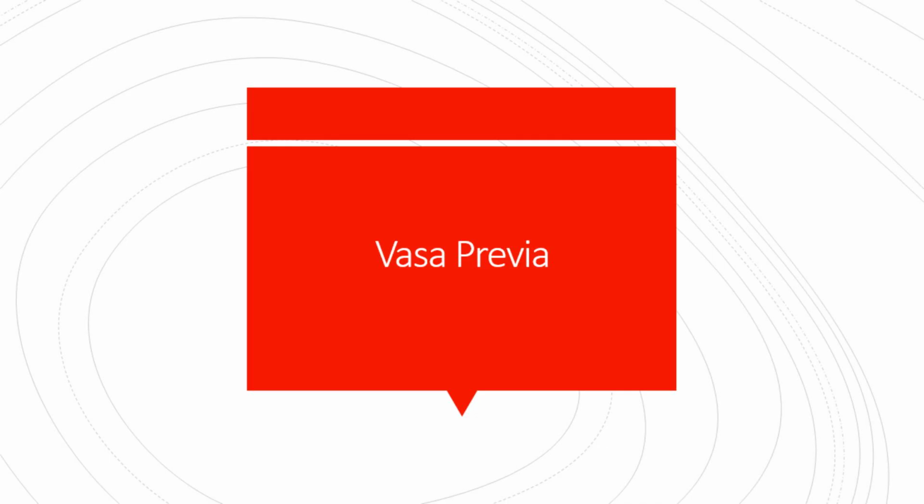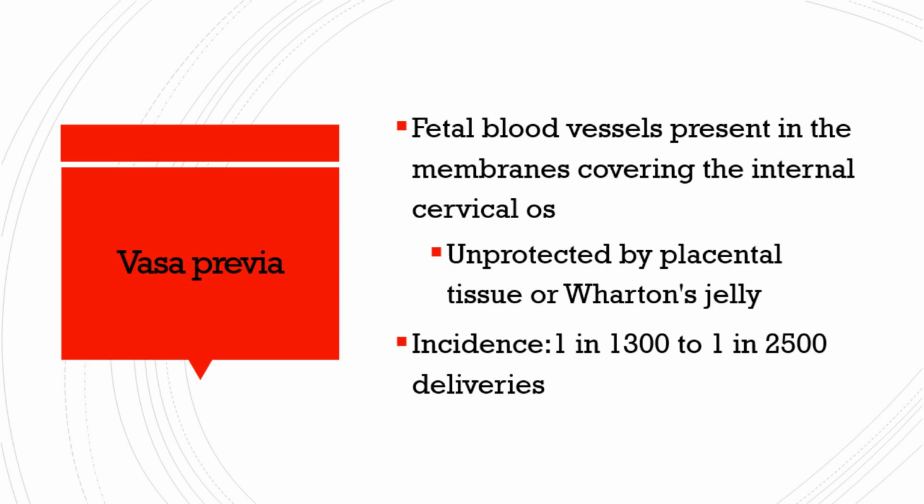We'll move on now to discuss another cause of antepartum hemorrhage. Vasa previa. Vasa previa is a rare obstetric condition where fetal blood vessels cross or run in close proximity to the internal cervical os, unsupported by placental tissue. This positioning makes them vulnerable to rupture during labor or when membranes rupture.